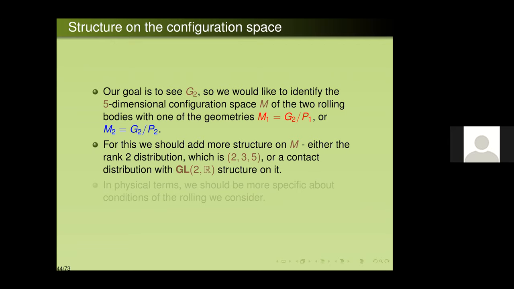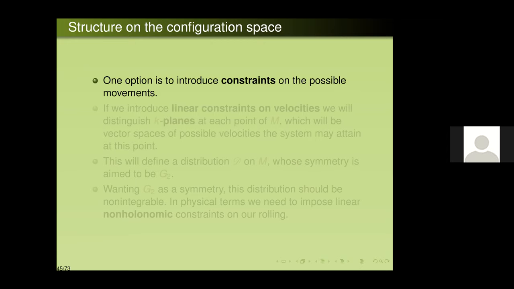So far, I have only the configuration space, that the configuration space of my rolling bodies is five-dimensional. I need more structure. So I will say something more about the movement. So in physical terms, we should be more specific about the conditions of the rolling we consider, right? So one option is to introduce constraints on the possible movements.